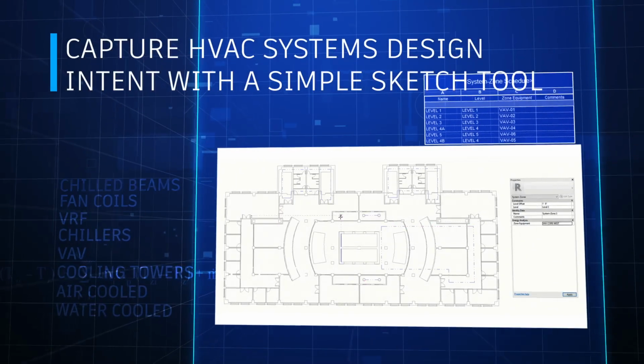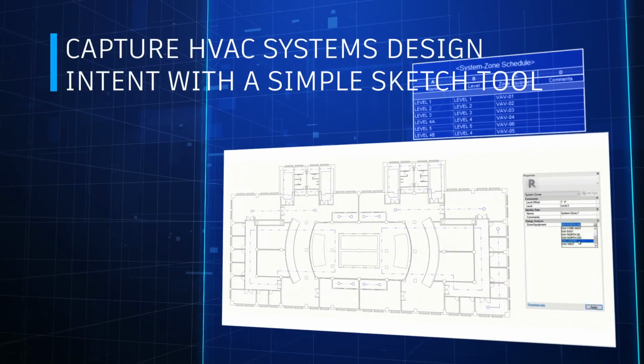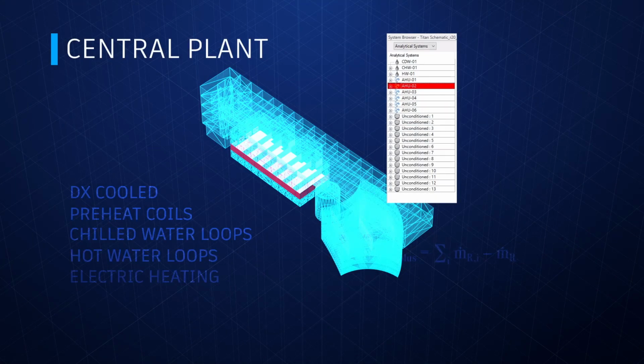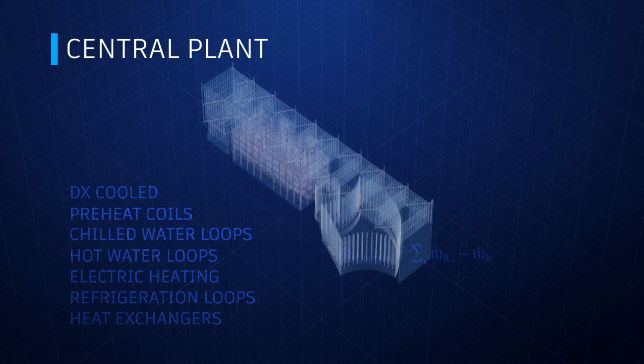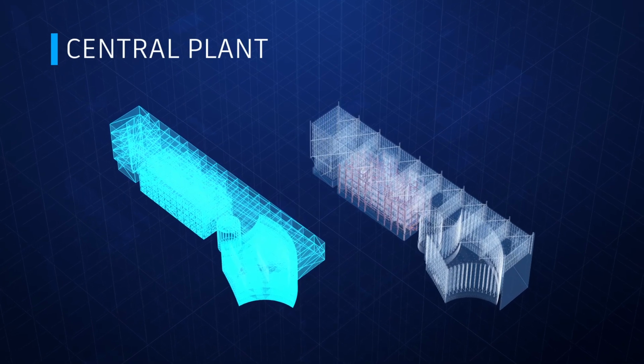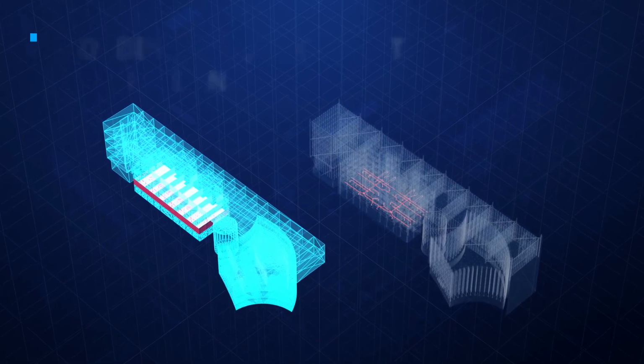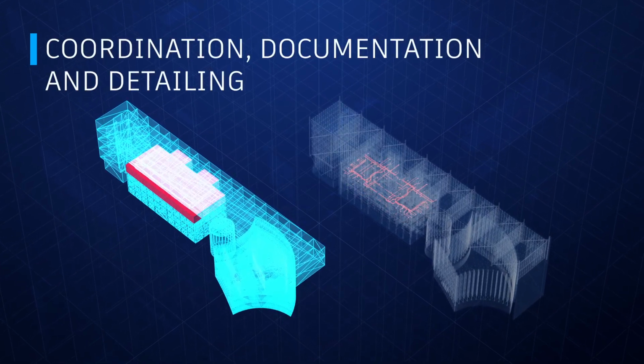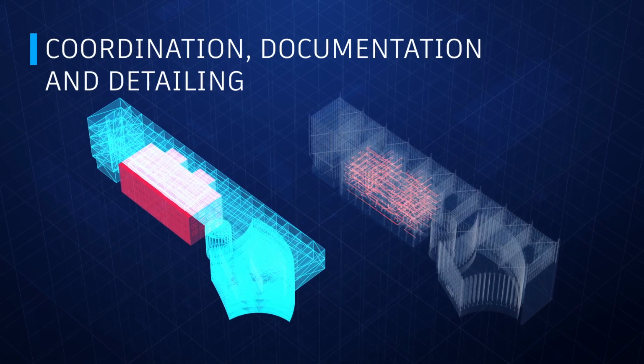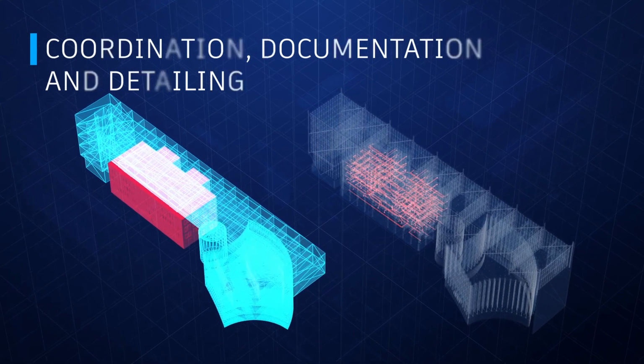Capture HVAC system design intent with a simple sketch tool, attaching smart system objects from an extensive range of types to define which systems serve what regions of the building. This forms the basis for analysis, as well as downstream coordination, documentation, and detailing.